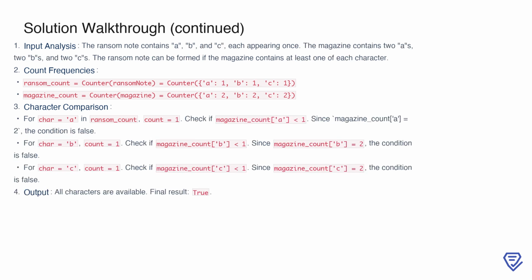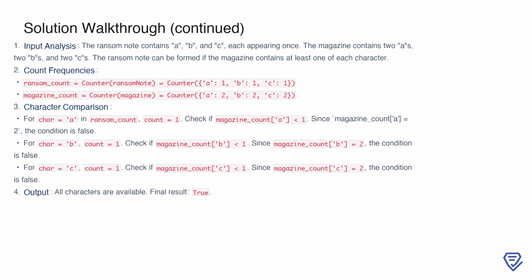In the third example, the ransom note contains 3 characters, A, B, and C, each appearing once. The magazine contains 2 A's, 2 B's, and 2 C's. To check if the ransom note can be formed, we calculate the frequencies of each character. Here, ransom_count is {A: 1, B: 1, C: 1}, and magazine_count is {A: 2, B: 2, C: 2}. We then compare the counts for each character in the ransom note. For A, the ransom note requires 1, and the magazine has 2.